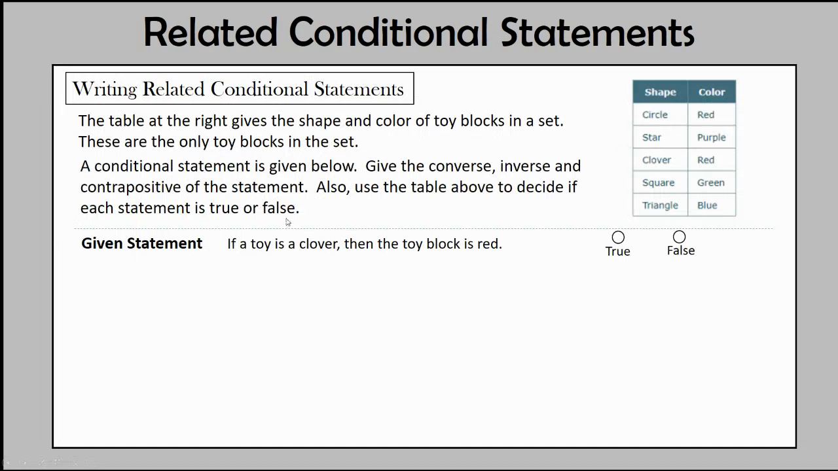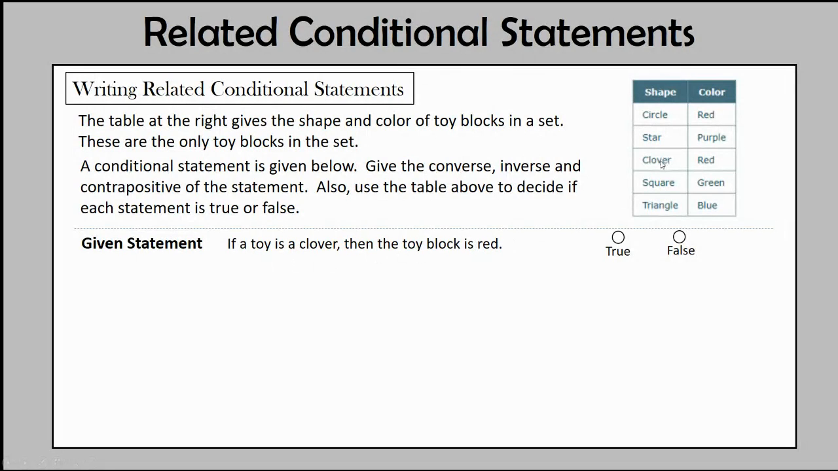Now let's look at these statements and then determine the truth value. So the table at the right shows the shape and the color of toy blocks that are sold in the set. Okay, these are the only toy blocks in the set. So the circle's red, the star's purple, the clover's red, the square's green, and the triangle is blue in every case. So we give a conditional statement. We're going to write the converse, inverse, and contrapositive, and then we're going to decide the truth value using this chart. So first statement, if the toy is a clover, then it is red.